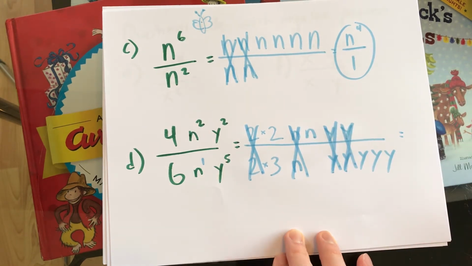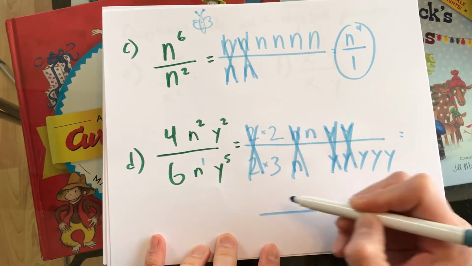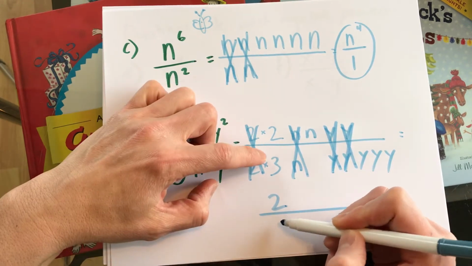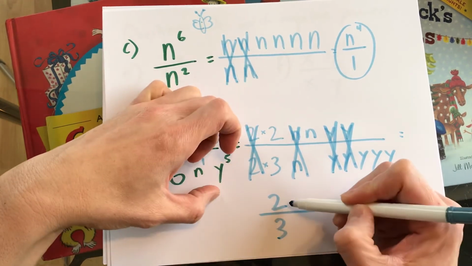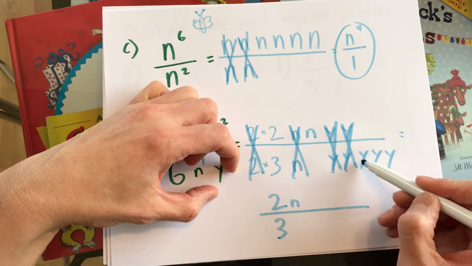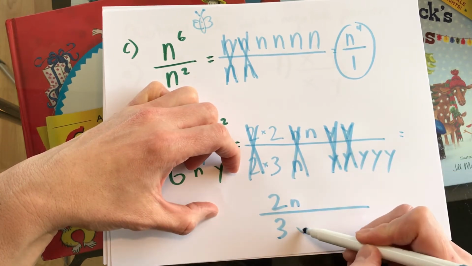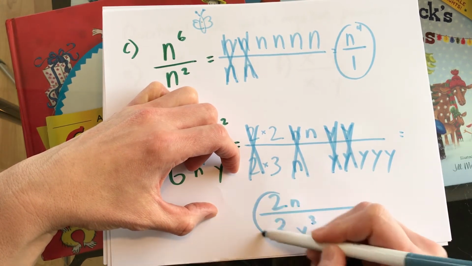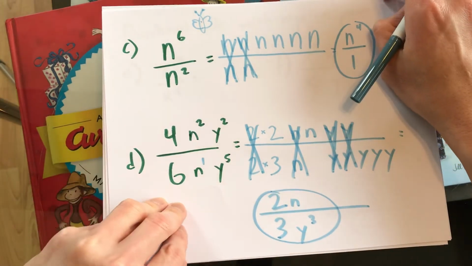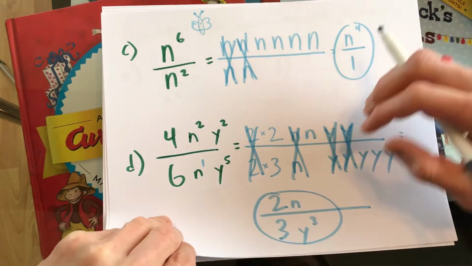So let's see what's left in our answer. In the numerator, we have a 2. In the denominator, we have a 3. We have an n in the numerator. And then how many y's do we have? We have y cubed. So that'll be our answer. Okay, good job.